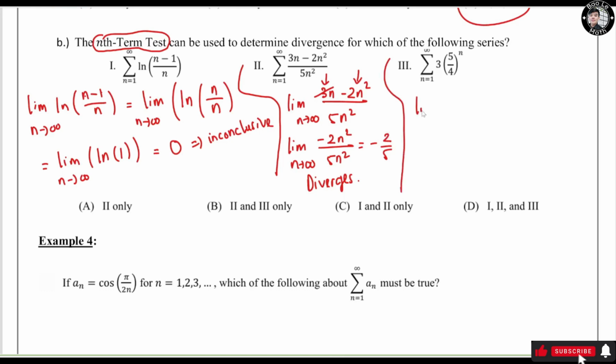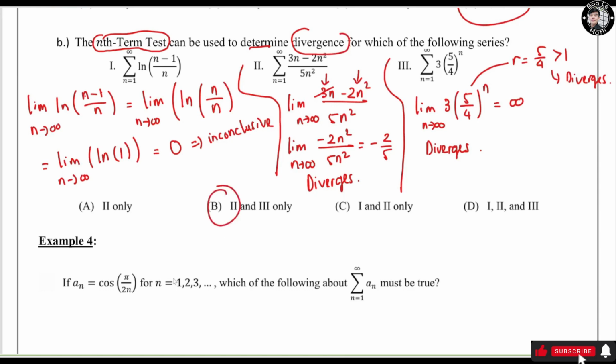Now, number 3, we have the limit of 3 times 5 over 4 to the n as n approaches infinity. Look at the fraction here: 5 is greater than 4. So when n approaches infinity, this approaches infinity, so by the n-term test, this one diverges. Now we have a second way to do this one. We can use the geometric series, where the common ratio 5 over 4 is greater than 1. So this one still diverges. Now go back to this question. We need to determine the divergence, so only B is correct.